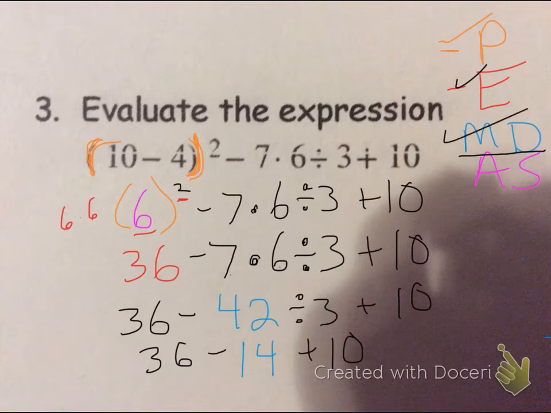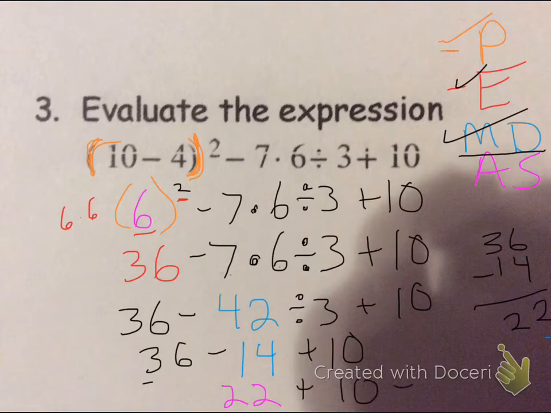So now I'm going to look at addition and subtraction. So I have 36 minus 14. 36 minus 14, that's a 2. There's a 2. Okay, so that's 20. Oh, wrong color. 22. Rest of the problem plus 10. And my last addition for this is 22 plus 10.